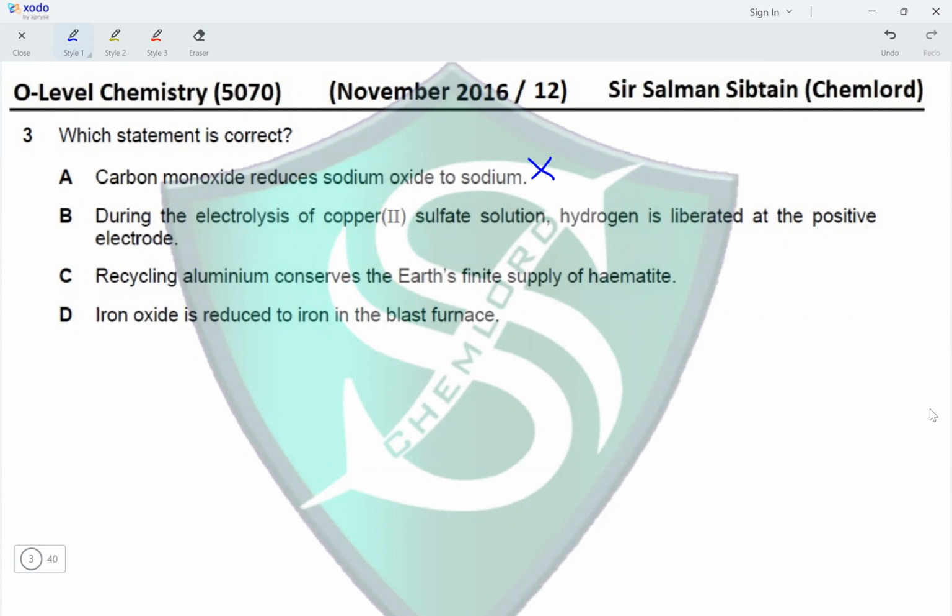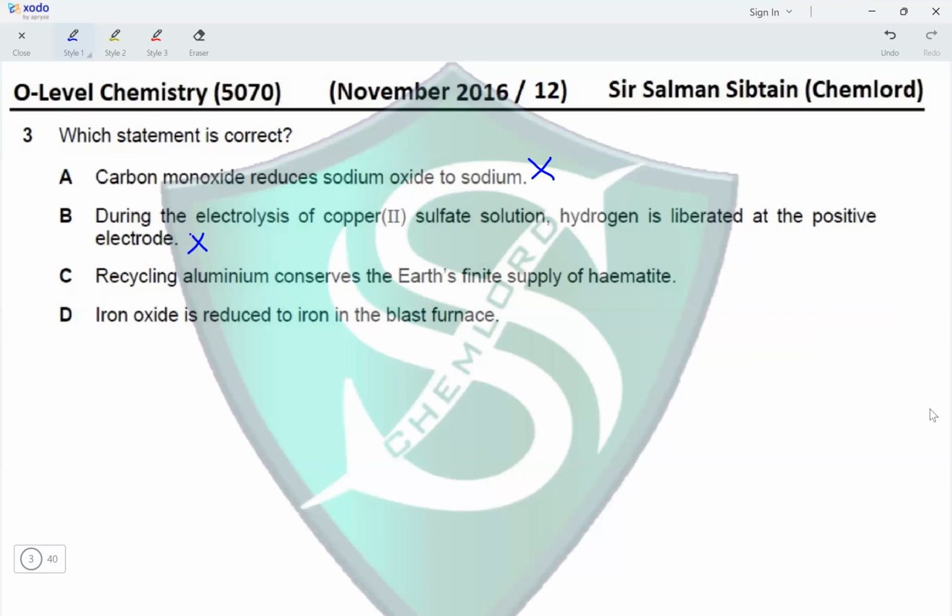Next, during the electrolysis of copper sulfate solution, hydrogen is liberated at the positive electrode. Positive electrode is the anode, and anode is where oxidation occurs. So we have oxygen gas produced at the anode. Hydrogen gas still will not be liberated at the negative electrode because copper is less reactive than hydrogen. So copper would be produced at the cathode. So hydrogen is not liberated during the electrolysis of copper sulfate.